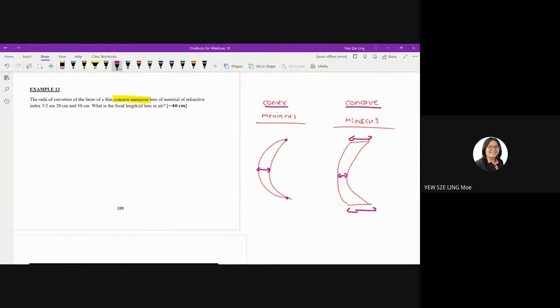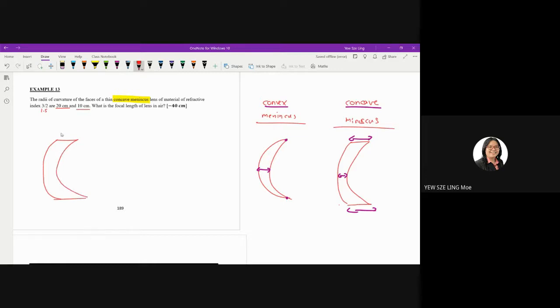So now you have a concave meniscus lens of material of refractive index 3/2, which is 1.5. And it has two surfaces. One is 20 cm and one is 10 cm. So now let me draw the diagram first. So this is a concave meniscus.